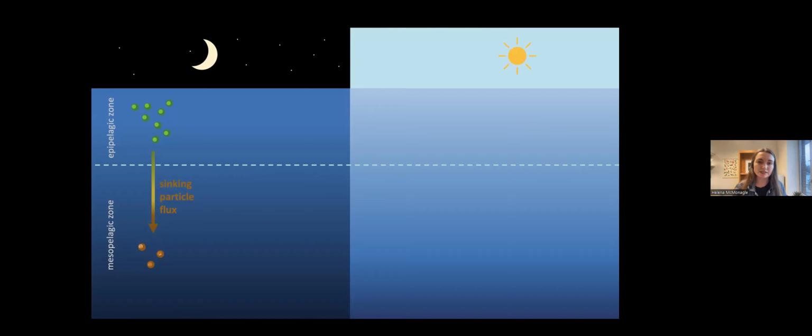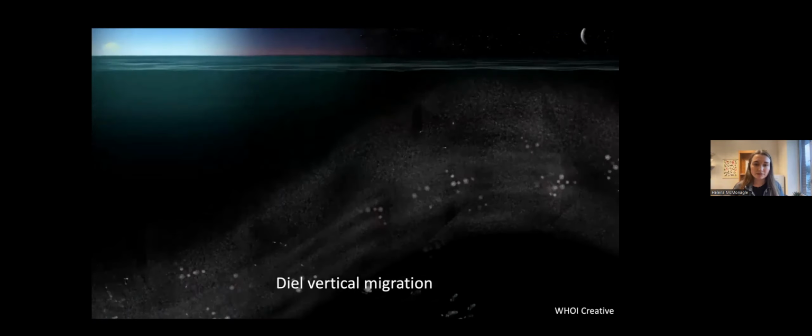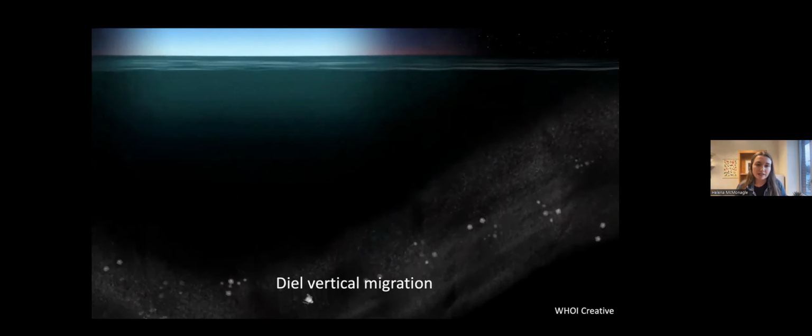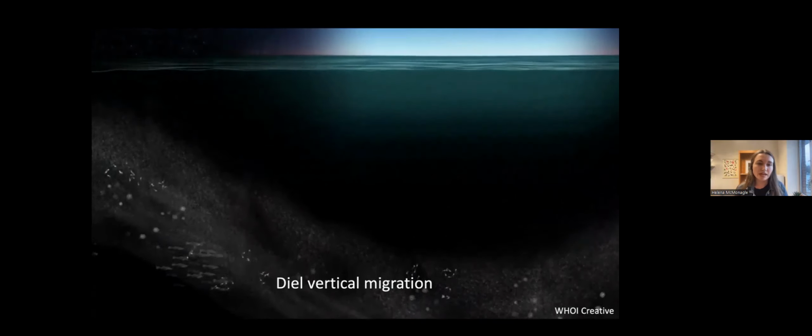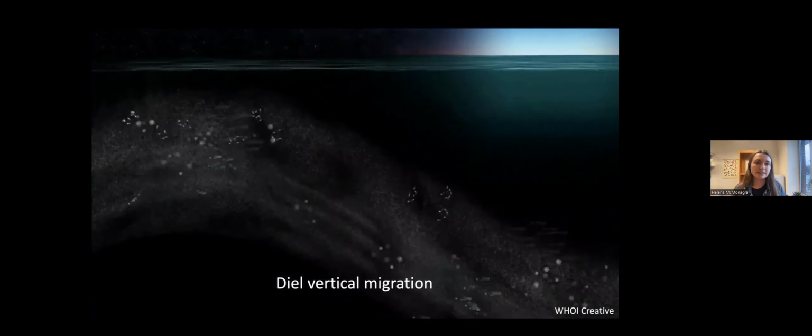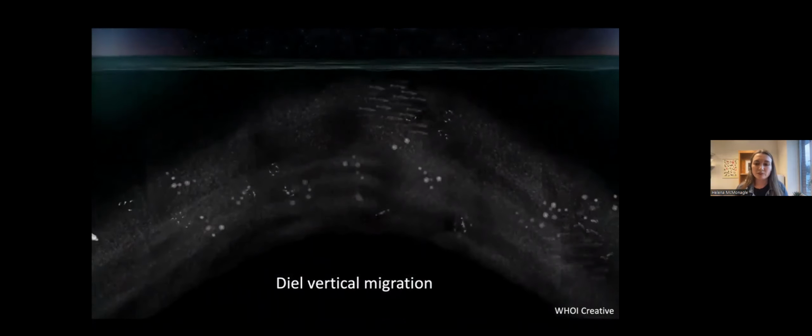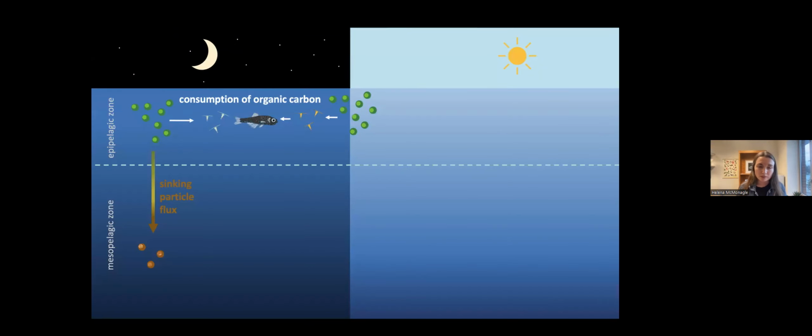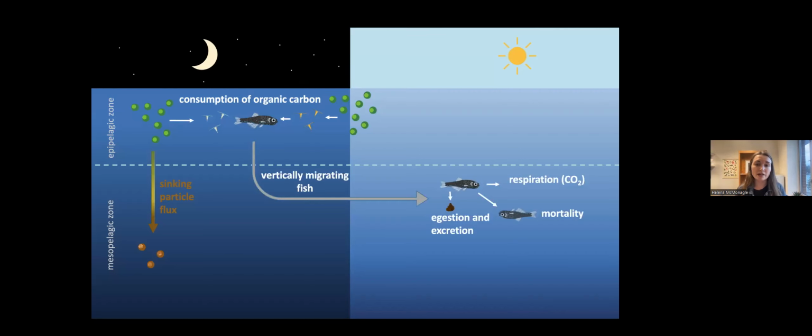But a lesser studied mechanism by which the ocean gets carbon down and stored in the deep sea is through this process of diel vertical migration. In this process, fish and zooplankton come up at night to feed, and then as the sun rises, they dive back down into the mesopelagic zone. And how does this move carbon? As some of you may be well familiar with, these fish are consuming organic carbon. They're swimming down into the mesopelagic zone, and they're releasing a lot of that carbon through their respiration of carbon dioxide, their mortality, getting eaten by things that stay down in that deep layer, and through their waste products, their digestion and non-fecal excretion.